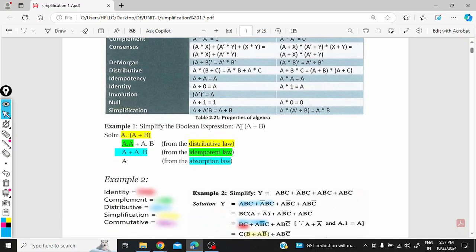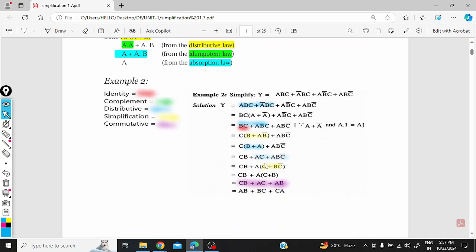Simplify the Boolean expression a dot of (a plus b). If I want to simplify this, I will multiply a with each term. So a dot a is always a, that is a plus a dot b. And when I use the absorption law, a plus a dot b gives me a. So this is how the law is used to simplify an expression.